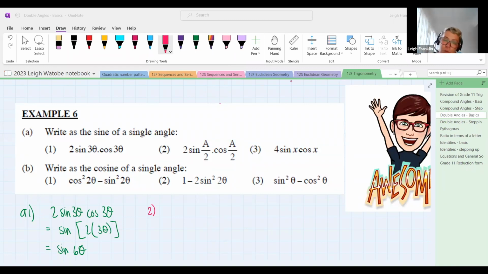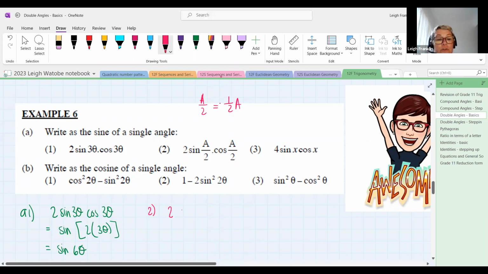Okay, so first of all, let me ask you this. What does A over 2 mean? What is A over 2 the same as? Does anybody know? Let's see what you guys are saying in the chat. There you go. Of course, you guys know this. So it's the same as half A, isn't it? Good, well done. So maybe that makes it a little bit less scary.